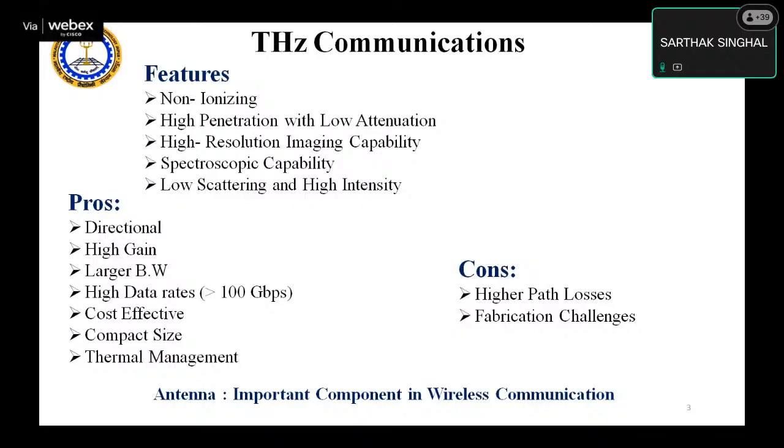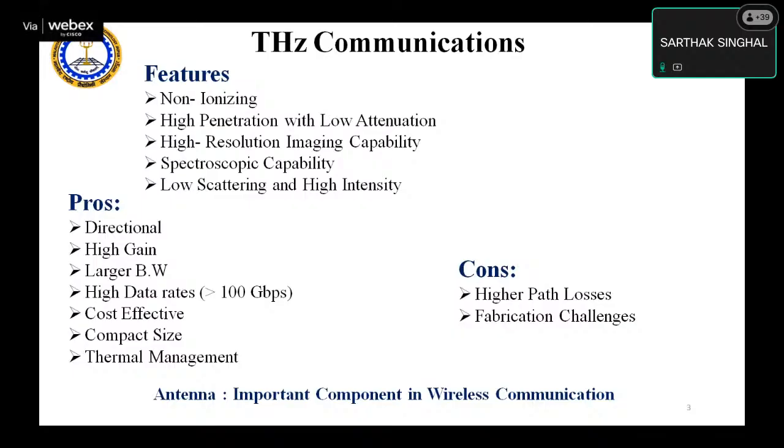Now this terahertz communication is suitable for device to device communication or short range communication because of its smaller wavelength. The terahertz antennas should be directional. They need higher gain because they have very high losses. Since the frequency is high, the power losses will be high.